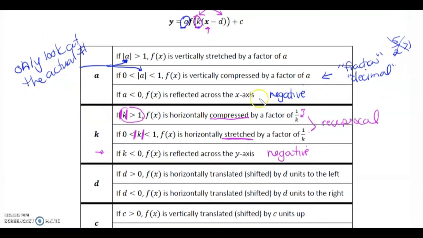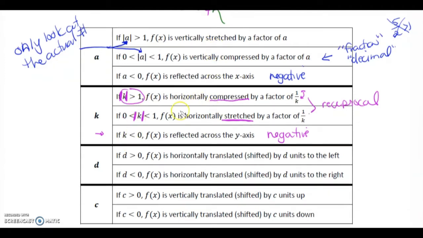Okay, on to d. So d again is in this bracket with the x. So the way d looks is not going to be the way d behaves. So as a reminder, there is a negative sign built into this bracket. So we always have to consider that if d is negative, then we're actually dealing with a double negative because of this built-in negative sign. So if d is greater than 0, then our function is horizontally translated d units to the left.